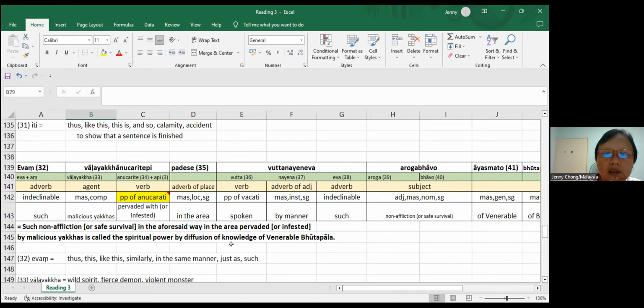In this whole sentence, the subject is still Venerable Buddha Pala. Sorry, no. The subject is Aroga Bhava, which is such non-affliction or safe survival, which in Pali is adjective masculine nominative singular. Aroga Bhava is made up of Aroga plus Bhava.